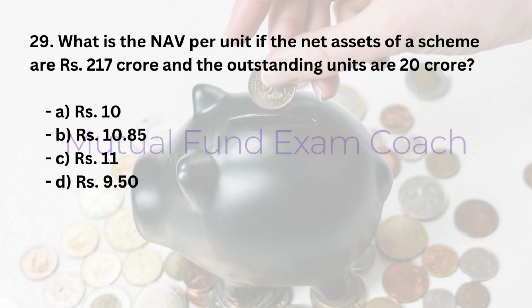29. What is the NAV per unit if the net assets of a scheme are 217 rupees crore and the outstanding units are 20 crore? A. 10 rupees. B. 10.85 rupees. C. 11 rupees. D. 9.50 rupees. Answer, B. 10.85 rupees.